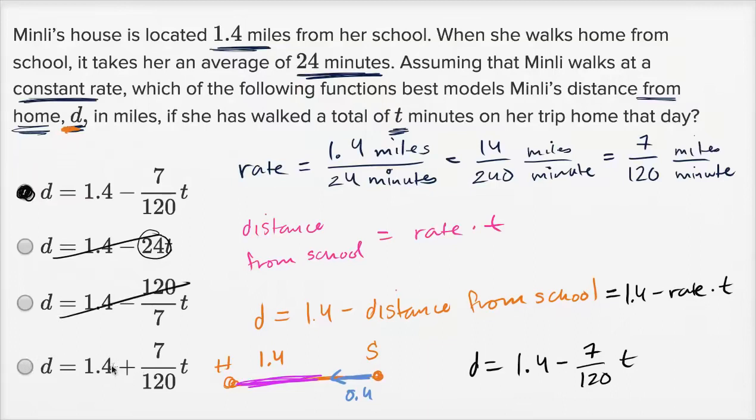And this one makes it look like she's getting further and further from home as time gets bigger. Notice this one right over here, it does correctly say at time 0, she's going to be 1.4 miles from her home, which is accurate because at time 0, she's going to be at her school. But then after 1 minute, after 2 minutes, after 3 minutes, she's going to get, based on this model, further and further away from her home. So this would be a case where she's walking away from home from her school. So you would rule that one out as well.